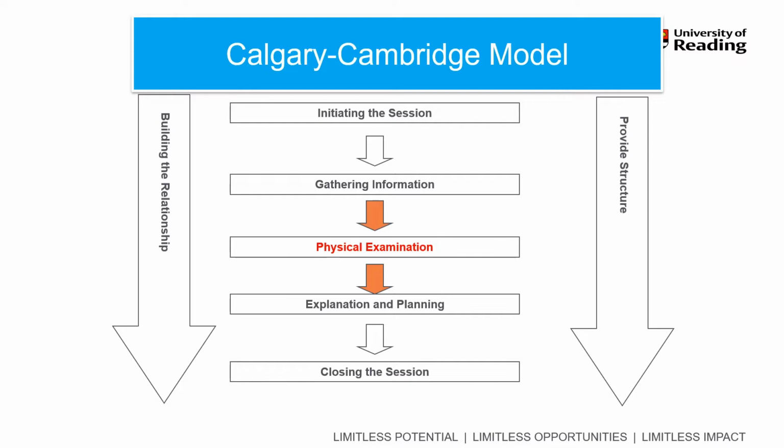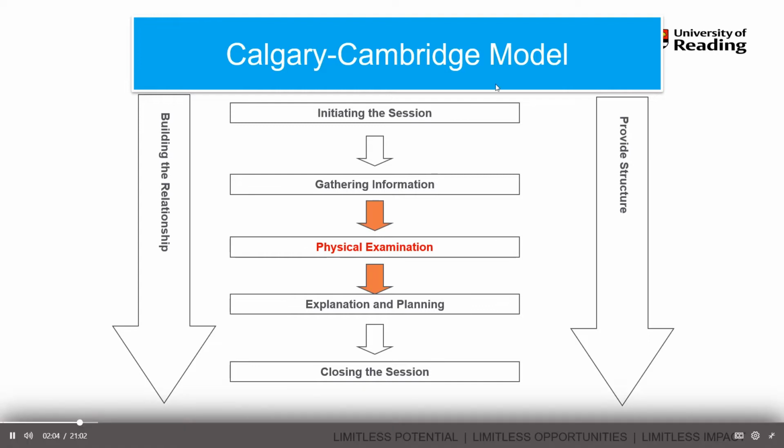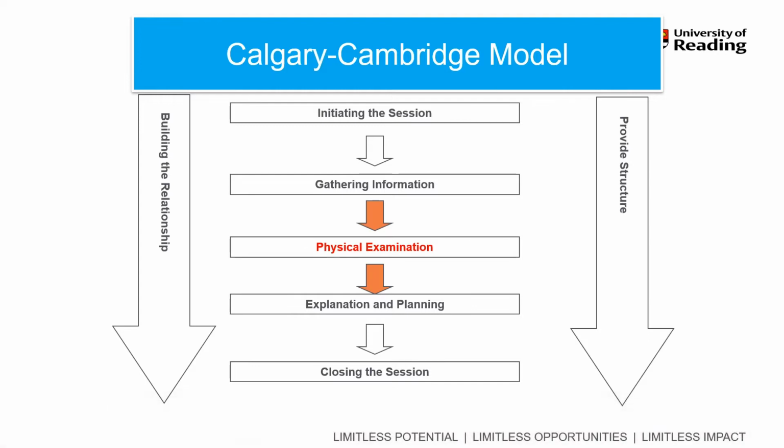So remember, we're using the Calgary-Cambridge model, or sometimes it is called the Cambridge-Calgary model, for our consultation skills, learning how to do consultation skills in a stepwise manner. So we've looked at how to initiate a session. We've looked at techniques for gathering information. The next step is physical examination.